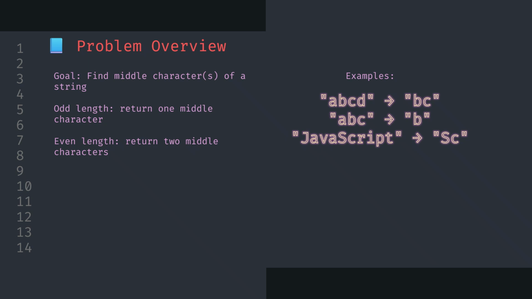Strings have positions called indexes starting at 0. For odd length strings like ABC, the middle string is just one character here, B. For even length strings like ABCD, there are two middle characters, BC. Our task is to create a function that takes any string and returns its middle characters based on this logic.